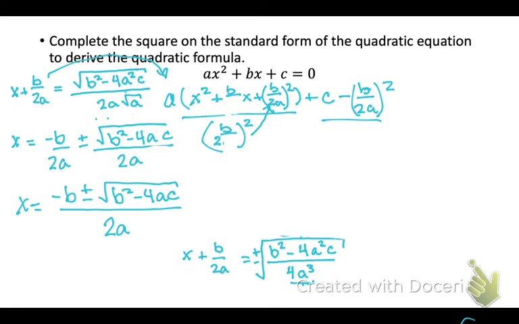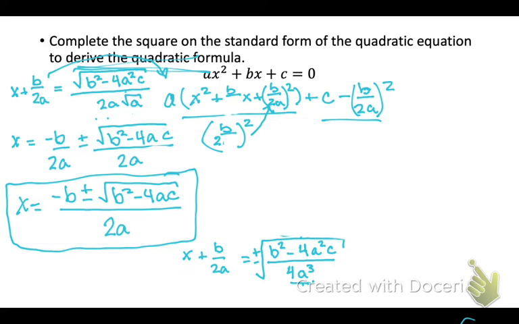Now, I have a question for you. Have you seen b over 2a before? Yeah, that's the vertex, right? This right here is the quadratic formula. We derived it, we made it. Are you ever going to have to make it again? No, because you're going to remember it. We derived it, that means making it, and you're never going to have to do that again because you are going to remember it forever.